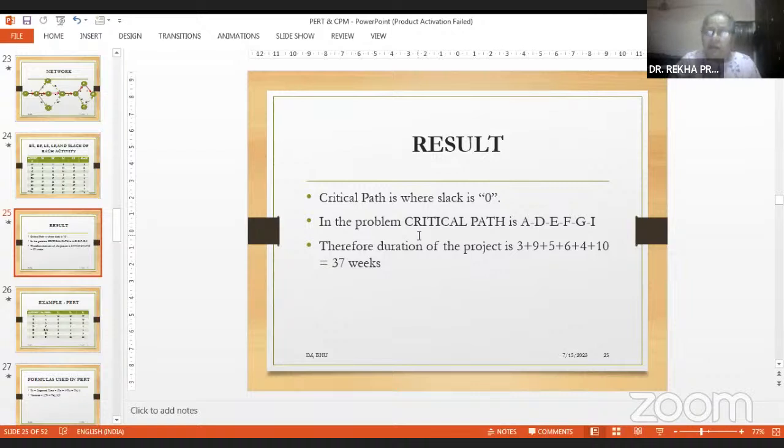And this is CPM, critical path method. That means 37 weeks is the time and you are 100% sure of that. It is deterministic in nature. There is no probabilistic element. But in PERT, it is probabilistic in nature.